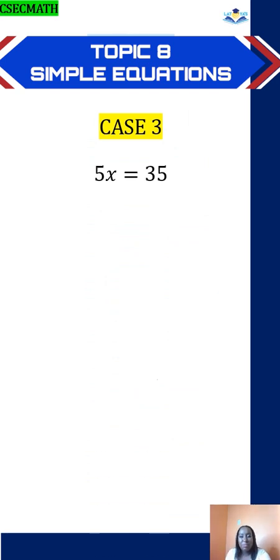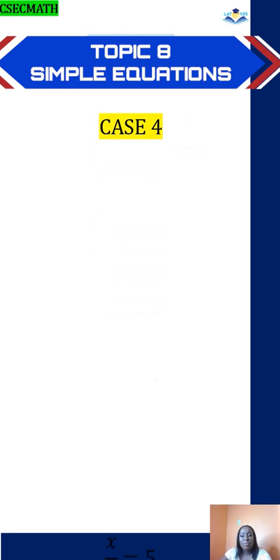Case 3, 5x is equal to 35. I want to solve for x. However, this 5 is multiplied to this x. So to get rid of the 5, I'll have to divide by the 5. So 35 divided by 5, the value for x is going to be 7.